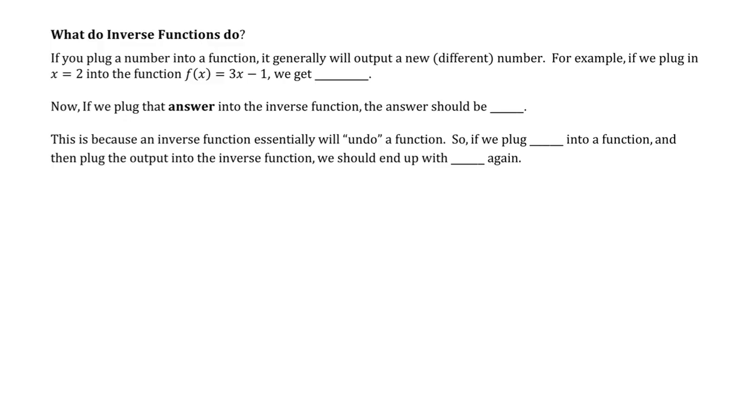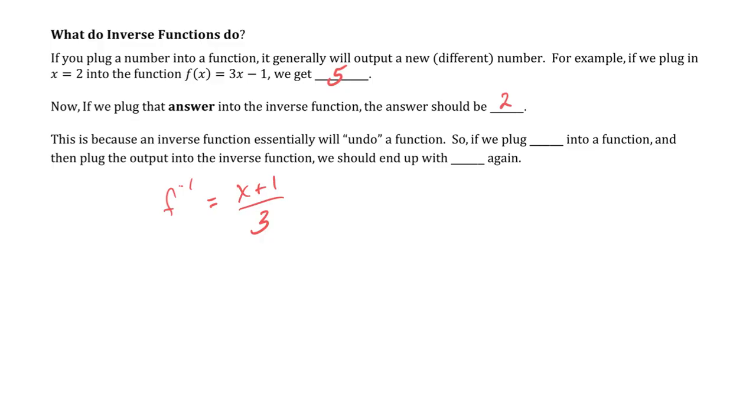So what do inverse functions do? If you plug a number into a function, it generally will output a new different number. For example, if we plug in a 2 into the function 3x minus 1, we're going to get out 5, right? But if we were to put that answer into the inverse function, which I wrote down there for you, if we put the 5 back into that, we get back to 2 because we undid it. We started with 2 and we undid what we got out. So that's what they do, okay? This is because the inverse function will undo the original function.